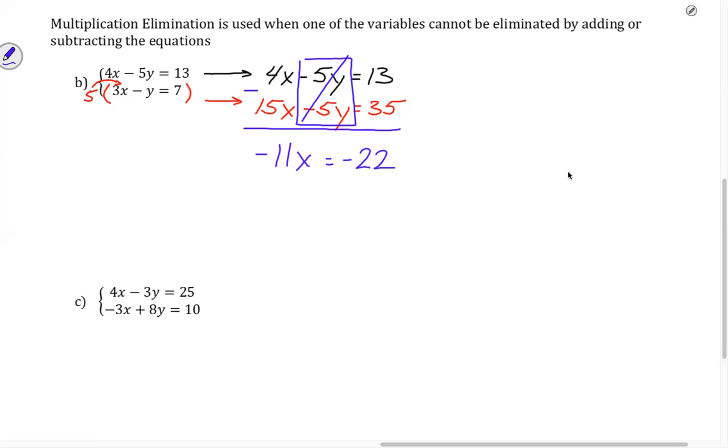And then I do what, Nikki Granlund? And you got x equals 2. Now, I have to get y.